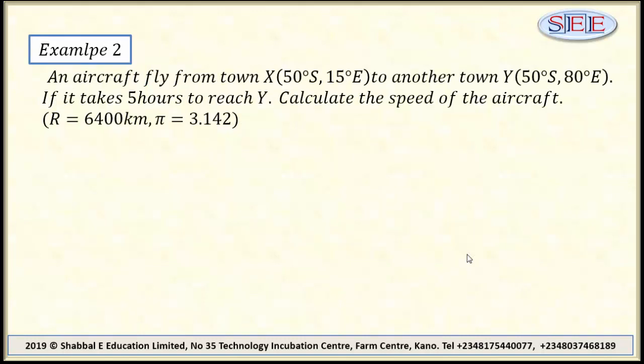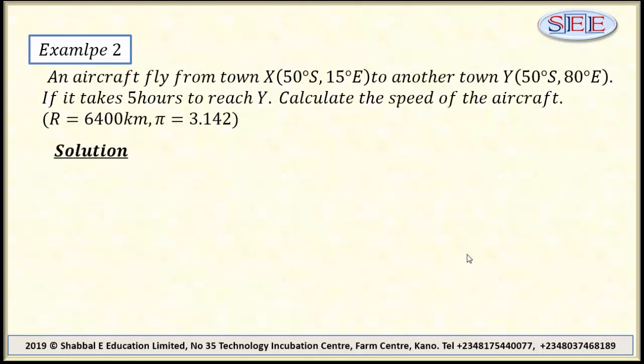Another question says an aircraft flies from town X. The location of town X is latitude 50 degrees south and longitude 50 degrees east. That aircraft flies to another town Y, and the location of Y is latitude 50 degrees south and longitude 80 degrees east. If it takes 5 hours to reach Y, meaning to reach town Y from town X, the question asks us to calculate the speed of the aircraft. And the value of R to use here is 6,400, and the value of pi given in this question is 3.142.